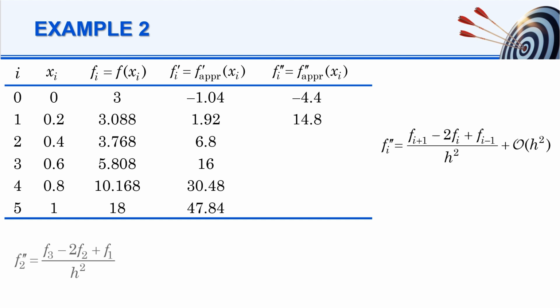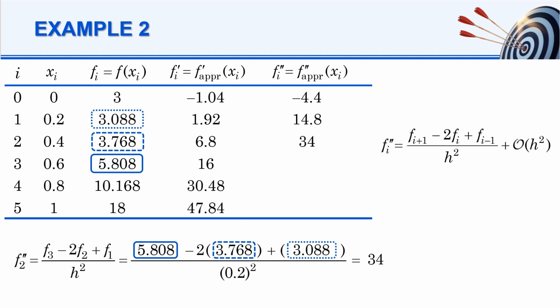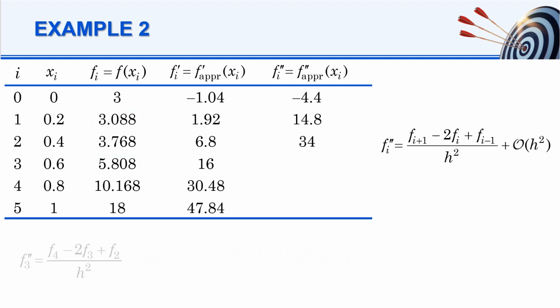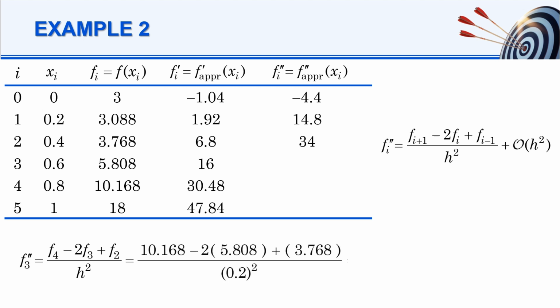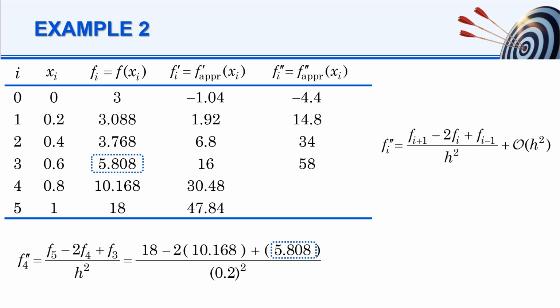For i equals 2, the difference formula contains f1, f2, and f3. Substituting their numerical values, we obtain f double prime 2 as 34. For i equals 3, the f double prime 3 involves f2, f3, and f4, which gives 58. For i equals 4, the f double prime 4 involves f3, f4, and f5. Upon substituting the numerical values, we find 86.8.